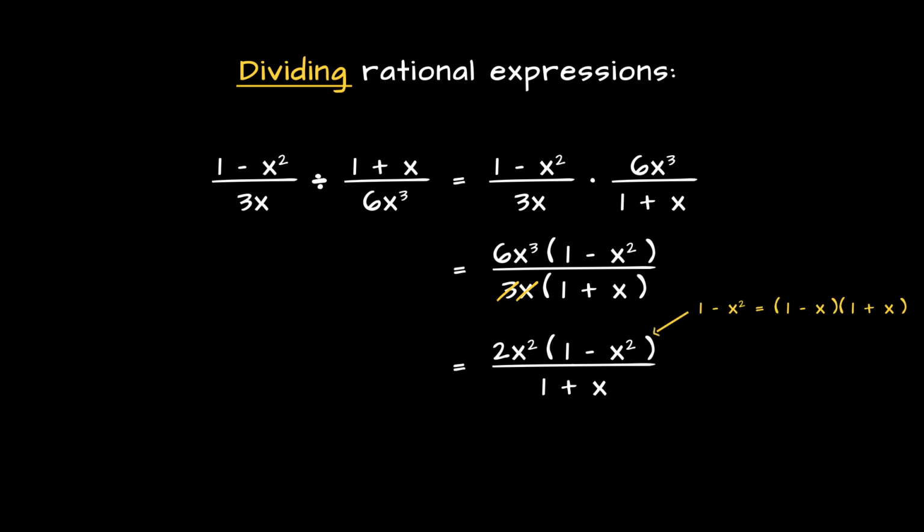And careful, we're not done yet, because notice how the factor of 1 minus x squared in the numerator, being a difference of two squares, can be written as 1 minus x times 1 plus x, so that, in fact, the denominator will divide into that as well. This, in turn, allows us to rewrite our expression as simply 2x squared times 1 minus x. And if we care to, we could go ahead and distribute the 2x squared here, but leaving our answer in this form is already sufficient.